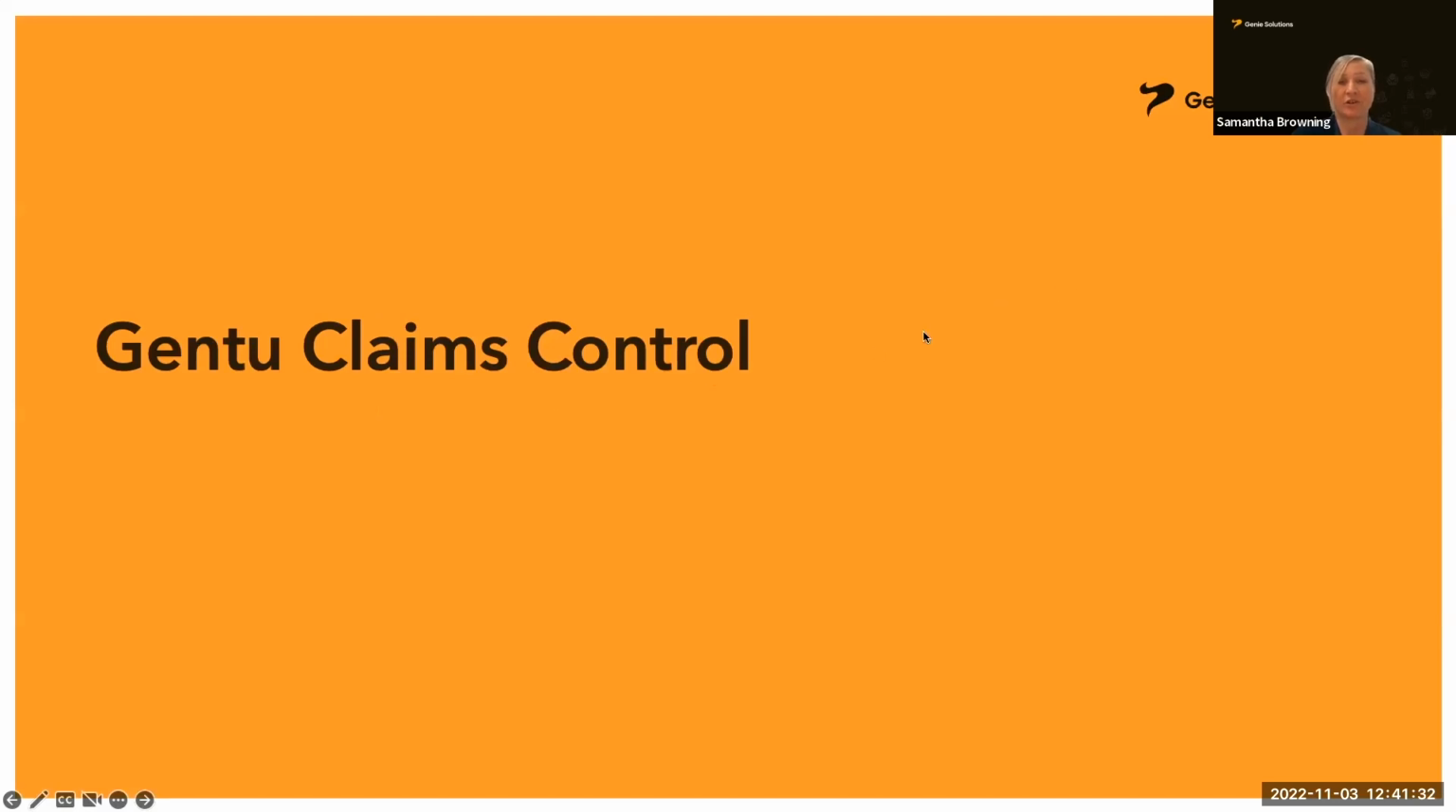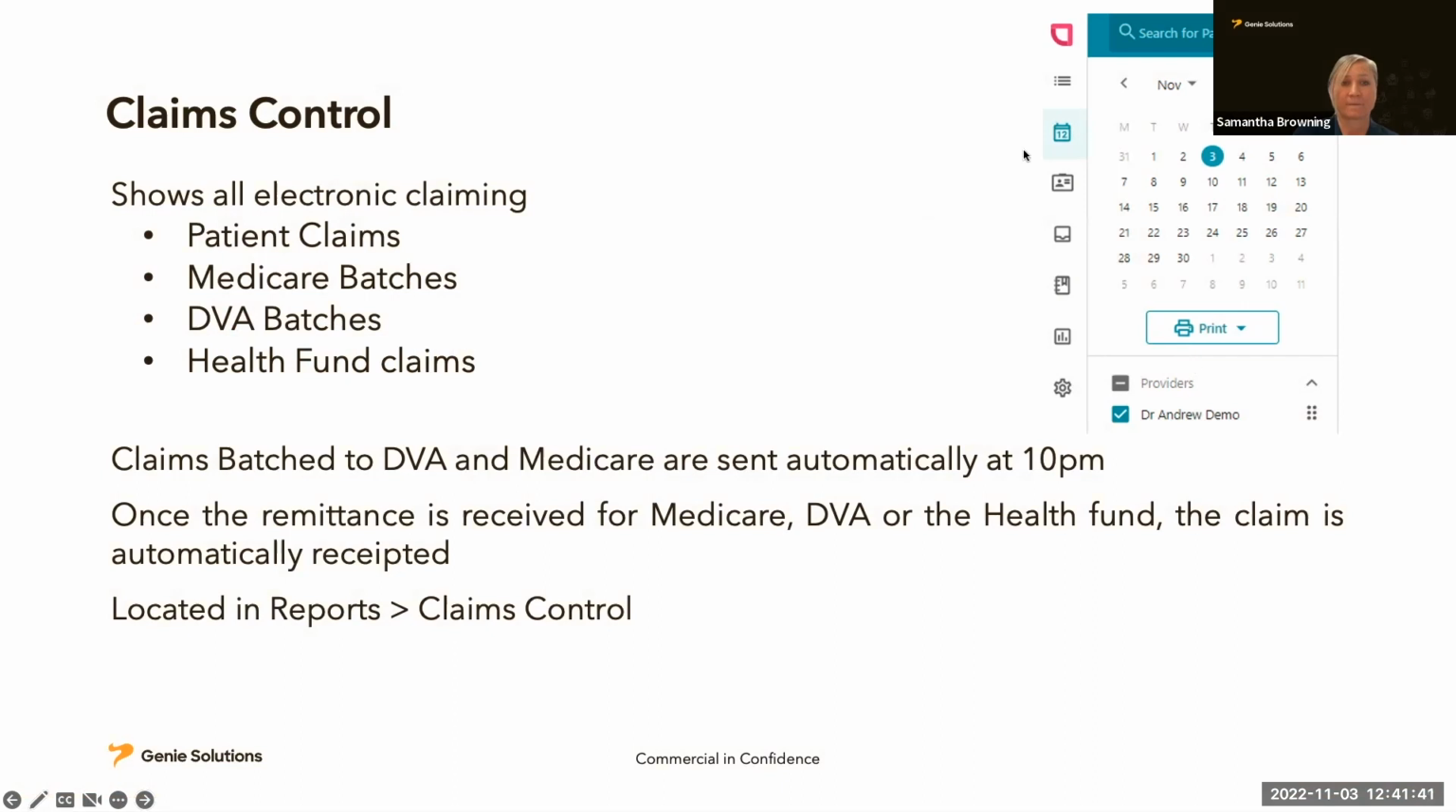Okay, let's look at the Gentu claims control window now, because this is all underpinned by the settings that we just covered in your health fund area. So the claims control window is accessible by the reporting section in Gentu. Now, if you're looking at your Gentu screen and you cannot see the reporting section, which is the one that's just highlighted on the screen there, it means that you probably don't have access to the reports in Gentu, and that you'll need to contact your Gentu administrator to give you access if you need to access this part of Gentu.